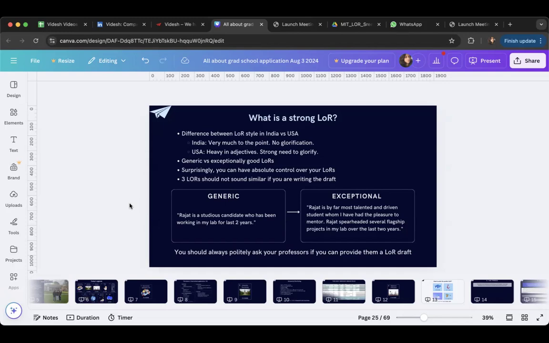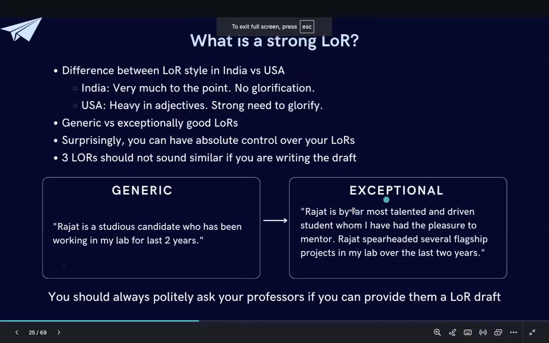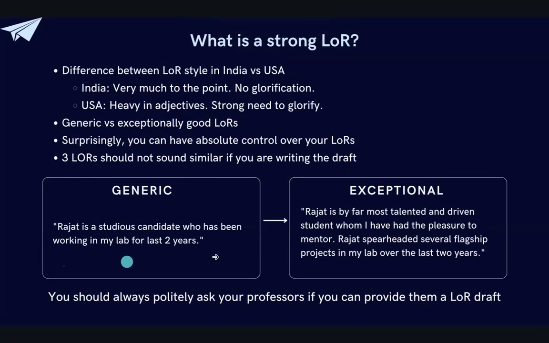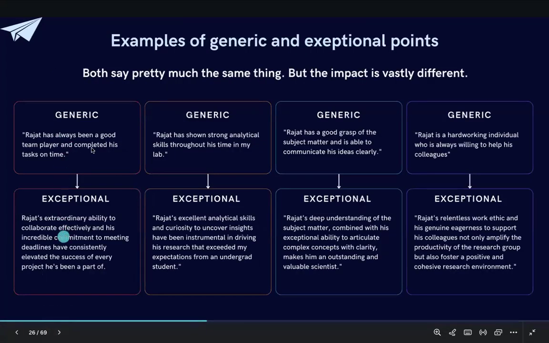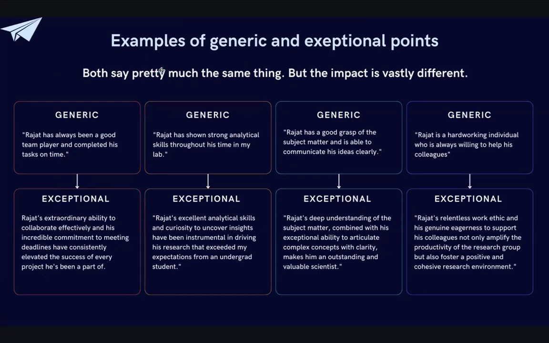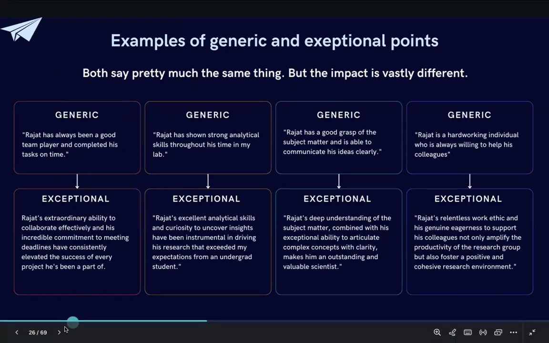On the screen, I'm showing how a generic LOR looks and how an exceptional LOR looks. A generic LOR looks something like this: very ordinary, very to the point. There is no glorification, there are no strong adjectives here. And on the right, you can see that a lot of strong adjectives are used. You can also see it in the next slide. So there are a few examples of how a generic and an exceptional LOR would look. And believe me, an exceptional LOR casts a very good impression on the admissions committee. So make sure that you are writing a glorified LOR and it is coherent with your SOP.